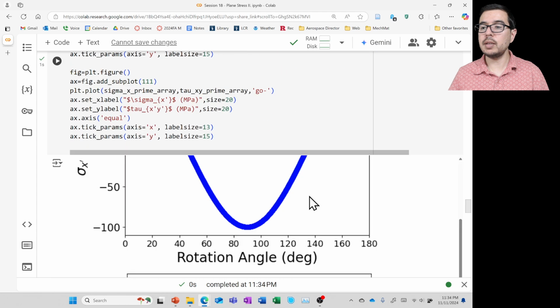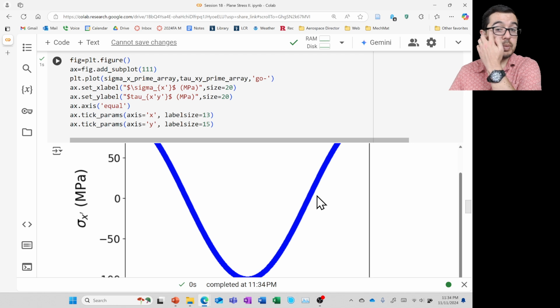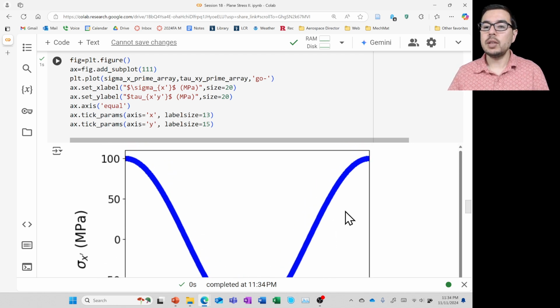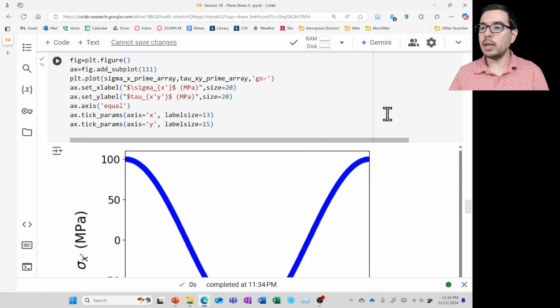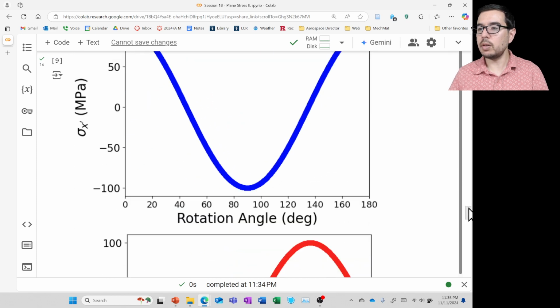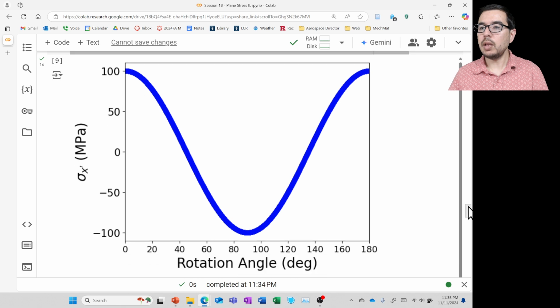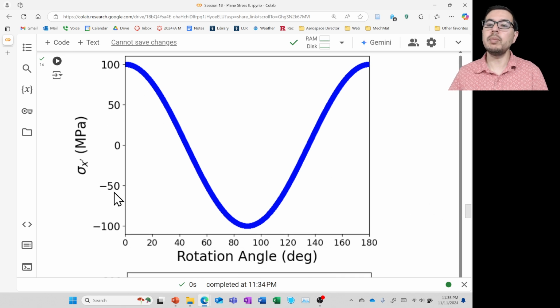It looks like it did not throw an error. Okay, so it had kept the libraries in even though I had to reconnect. What do we see here? We see that we have a plot of the sigma x prime versus the rotation angle, and it starts at 100 megapascals. That's a good sign, and it goes down and up.